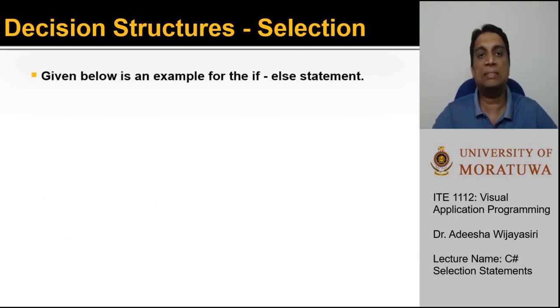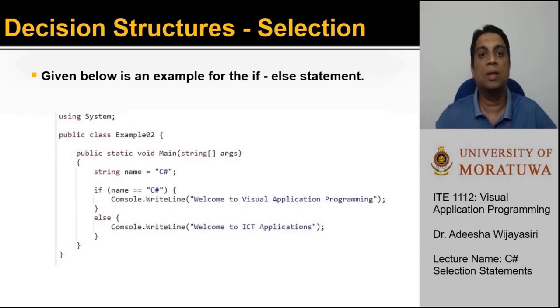An example for the if-else statement is given here. The code block for the if clause or else clause will be executed depending on the result of the condition expression. In this case, welcome to Visual Application Programming will be printed as the name variable is equal to the string C#. If we change the variable name to a different string, then welcome to ICT application, which is the statement in the else clause, will be printed on the screen.